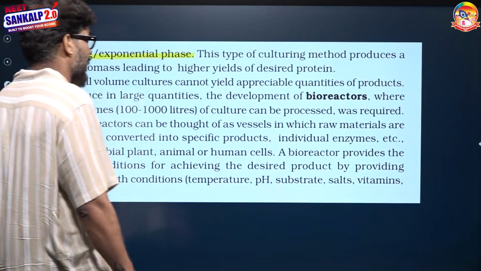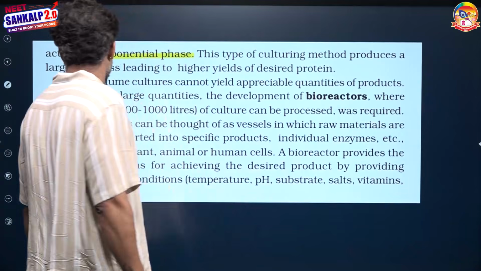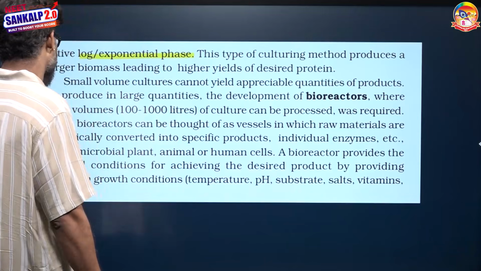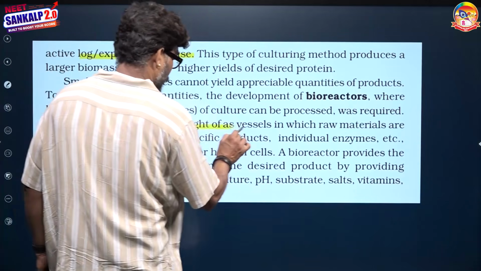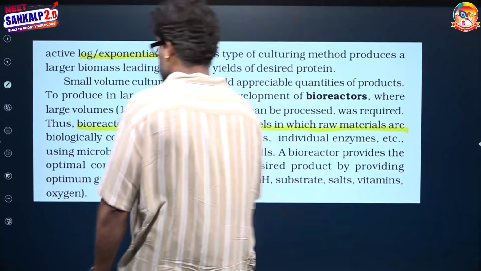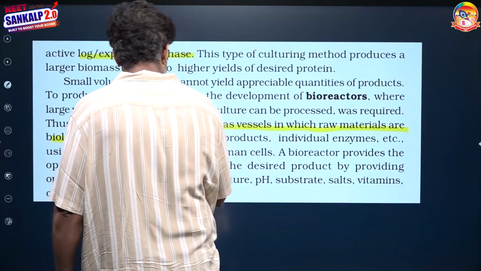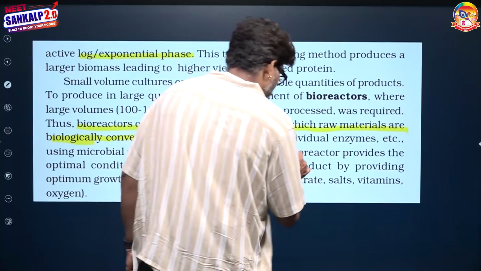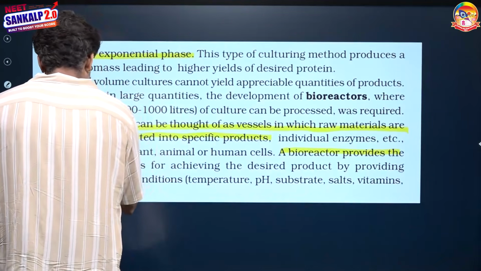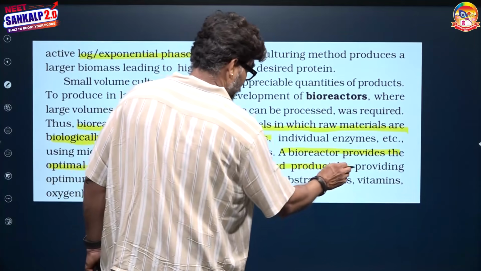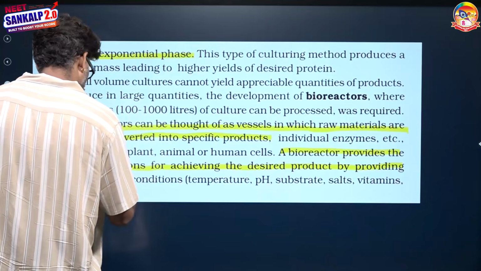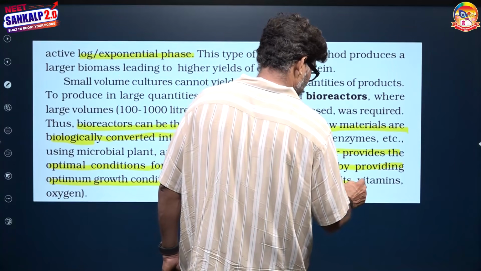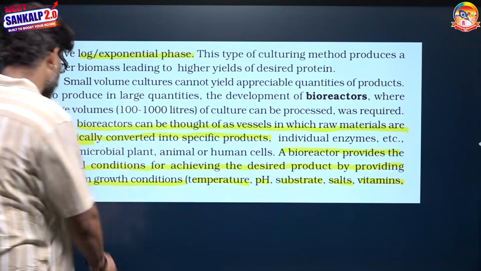So to produce large quantities, the development of bioreactors where large volumes of culture can be processed was required. Thus, bioreactors can be thought of as vessels in which raw materials are biologically converted into specific products. A bioreactor provides what? A bioreactor provides optimum conditions for achieving the desired protein product by providing optimum growth conditions: optimum temperature, optimum pH, optimum substrate, optimum salt, optimum vitamins, optimum oxygen, etc.